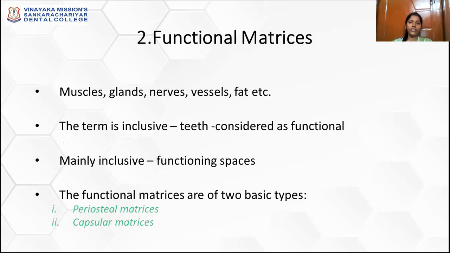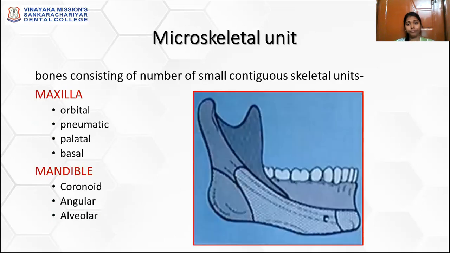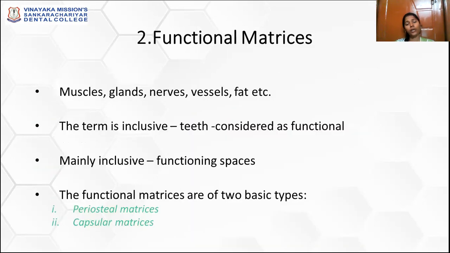Now, the functional matrices. So we know that a macroskeletal unit is a combination of bones together, but when they perform a single function, then it is called a macroskeletal unit. Whereas a microskeletal unit, if you take a bone and divide it into small individual units, then it is actually a microskeletal unit. Likewise, the matrices.